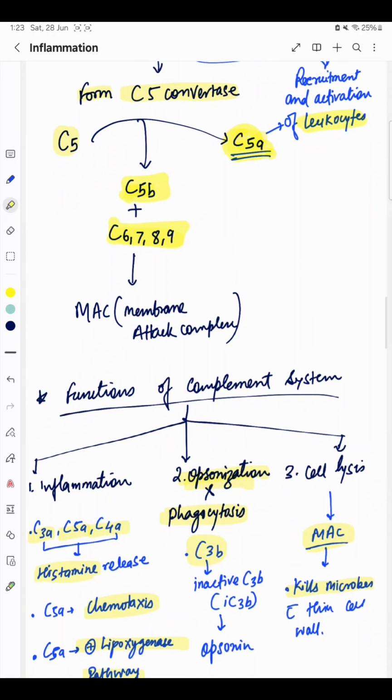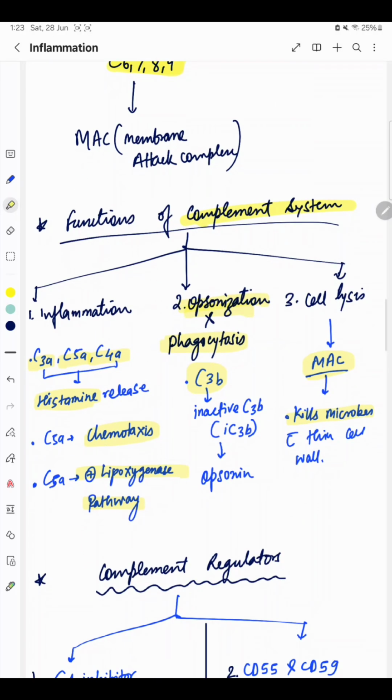What are the functions of complement system? There are three major types of function we are going to discuss. First, their role in inflammation: C3a, C5a, C4a release histamine, and as we know, histamine plays a very important role in development of inflammation. C5a acts as a chemotactic agent. C5a also stimulates the lipoxygenase pathway and results in the production of leukotrienes from arachidonic acid.